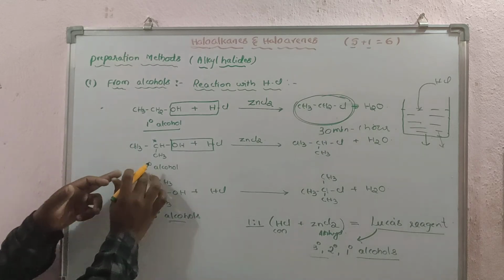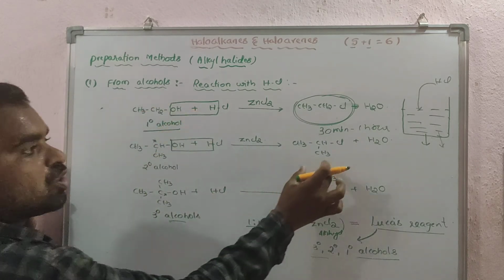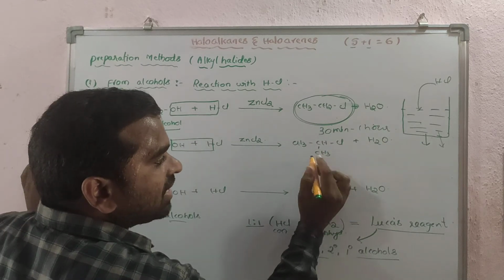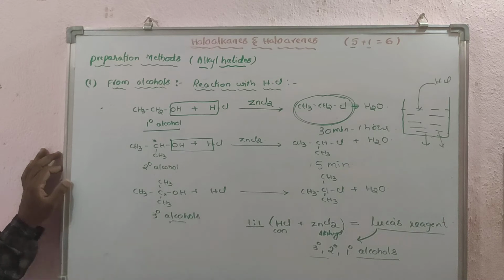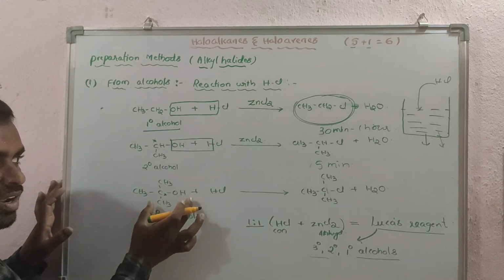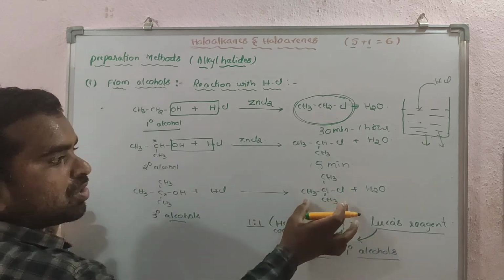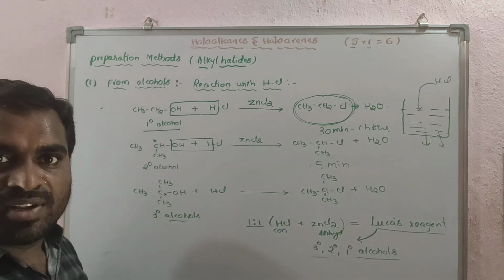But if you take the secondary alcohol, secondary alcohols are somewhat more reactive than primary alcohols, so you get the turbidity within 5 minutes. Now, if you take tertiary alcohols, they are very reactive, so you will get the turbidity within 1 minute.